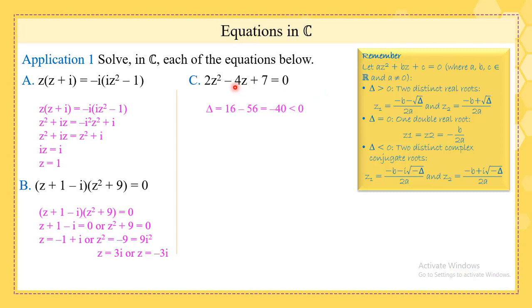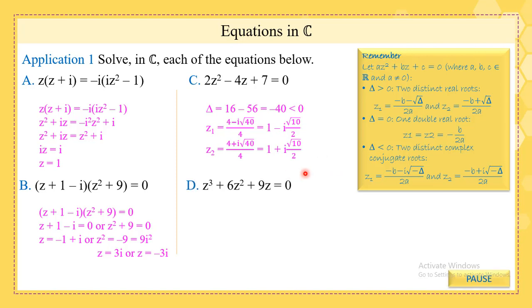Now this is a second degree equation and delta is negative, so we apply the last part of this procedure. This is what we will have. Remember, the square root of 40 is 4 times 10, so this would be 2 the square root of 10, and if we simplify, this is what we get. This is the second root. Now try to solve this equation.